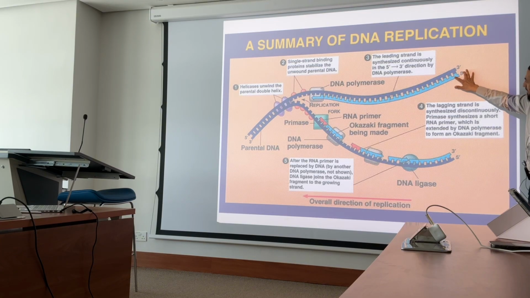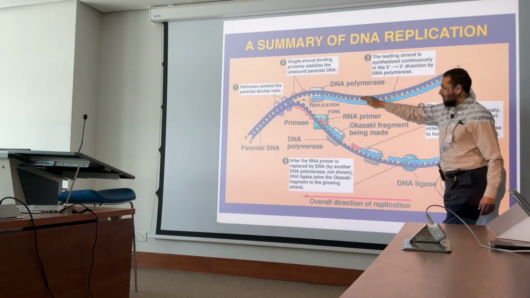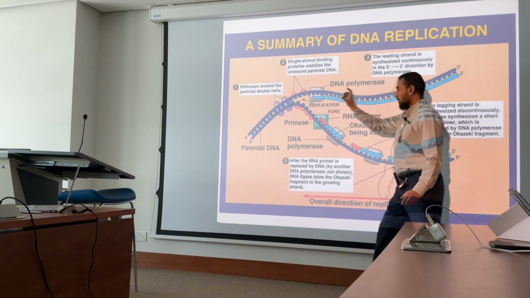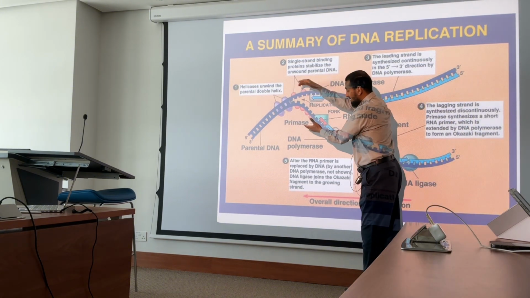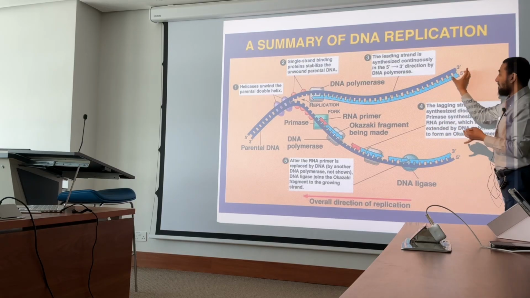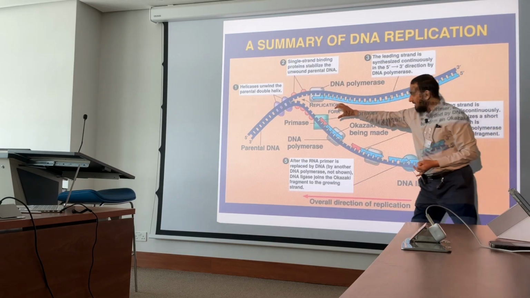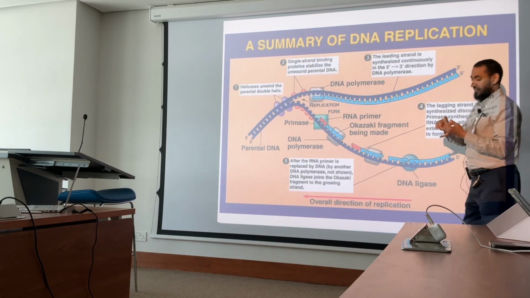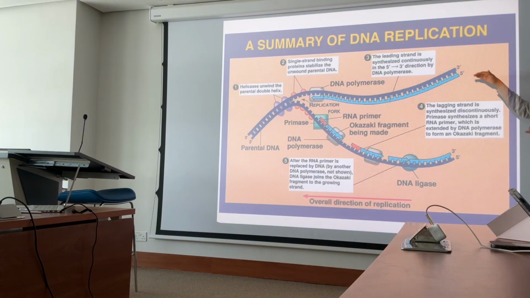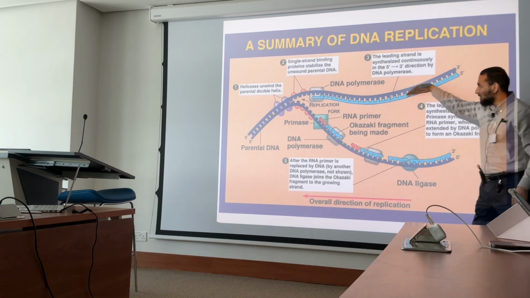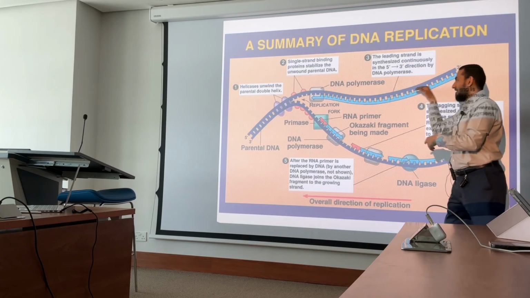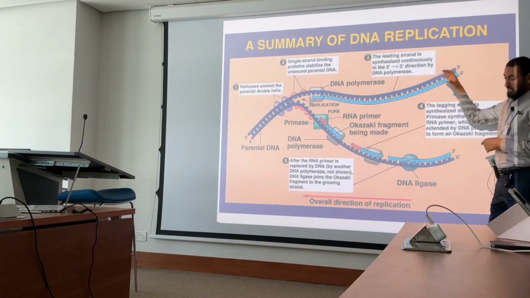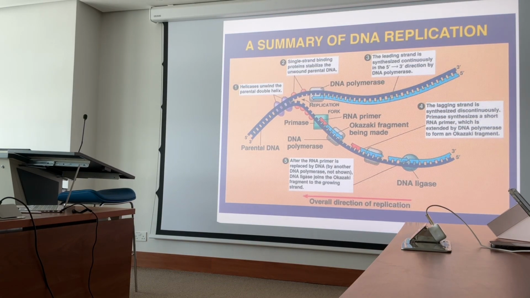So we need one primer here. Then it is a continuous process from here. So the first step is separation. The second step is primer, which is here and here. The third step is elongation. Now you put the primer, you start replicating. You need to extend the replication strand. This is the third step, elongation.